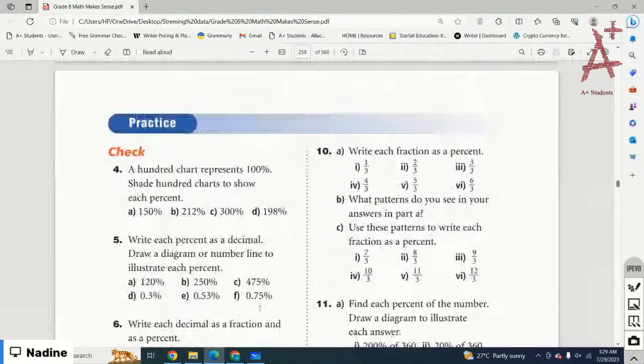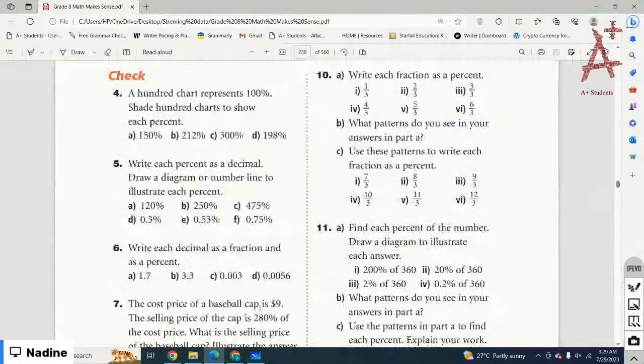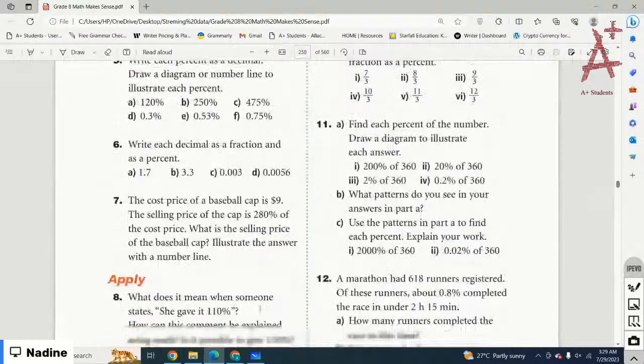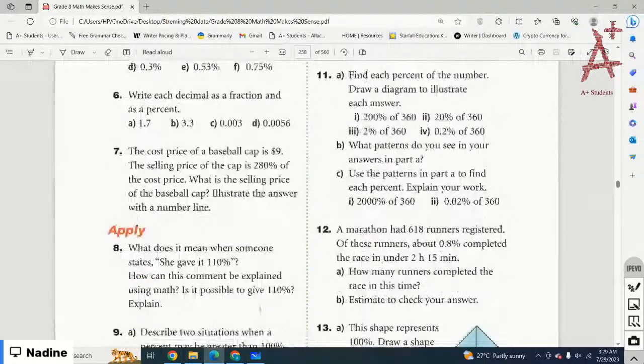Okay, let's just start with question number 12. A marathon had 618 runners registered. Of these runners, about 0.8% completed the race in 2 hours and 15 minutes. How many runners completed the race in this time? Estimate the answer. Estimate to check your answer.